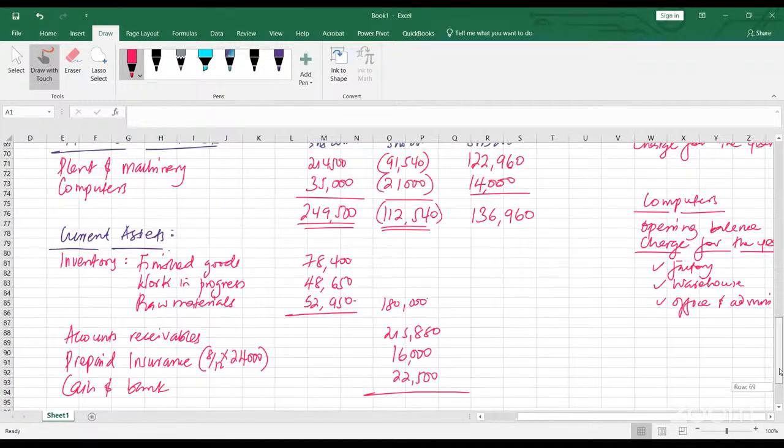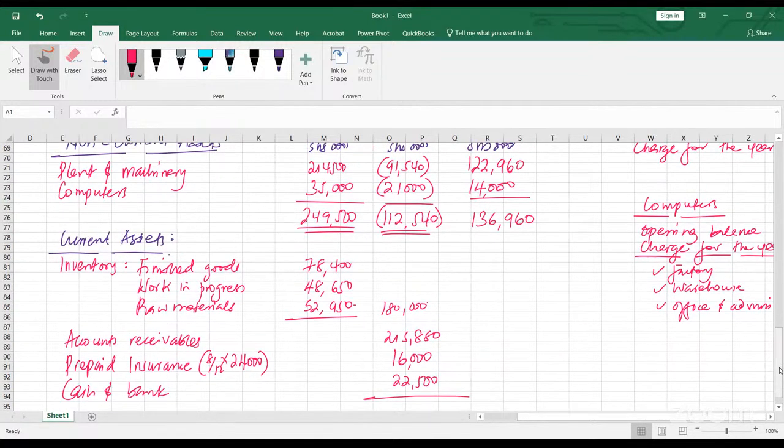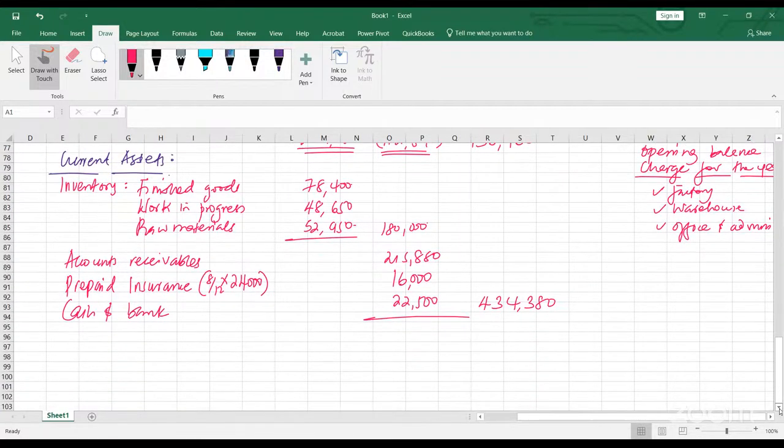So let's try to add them, and then we get our total current assets figure. There is 180,000 for the total inventory plus 215,880 plus the 16,000 and then plus the 22,500. This is 434,380.